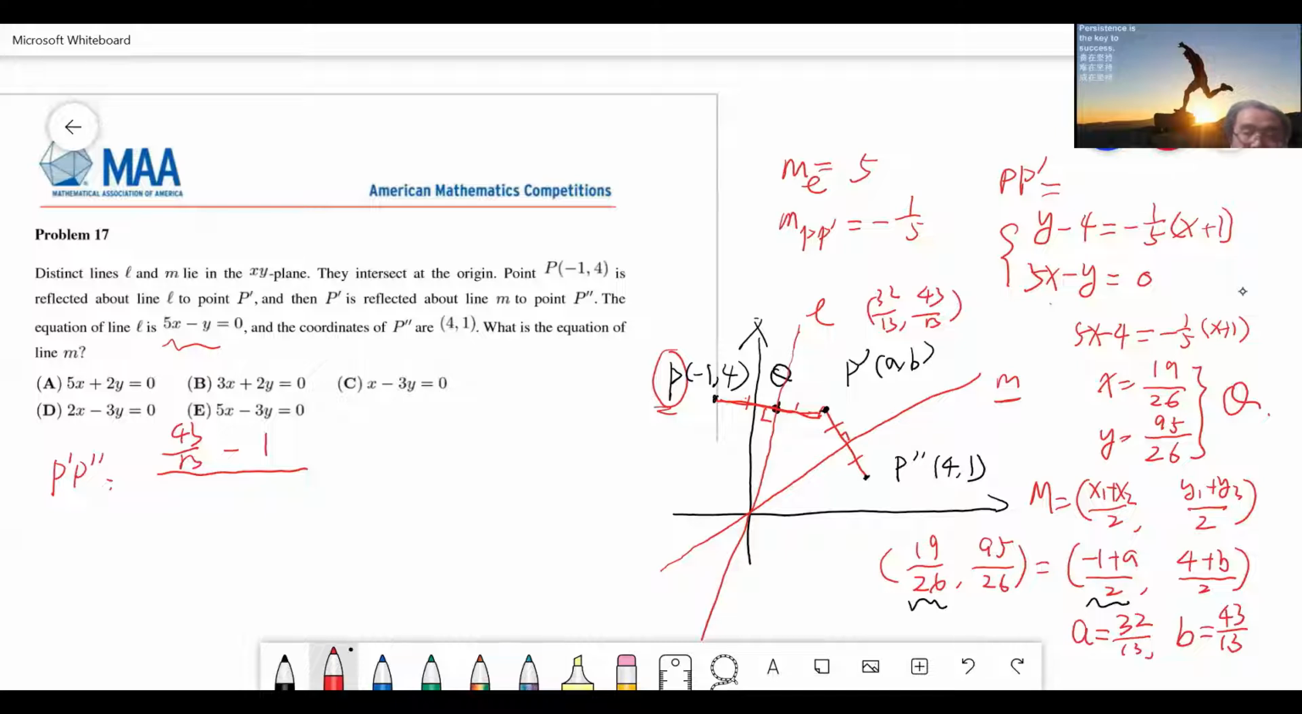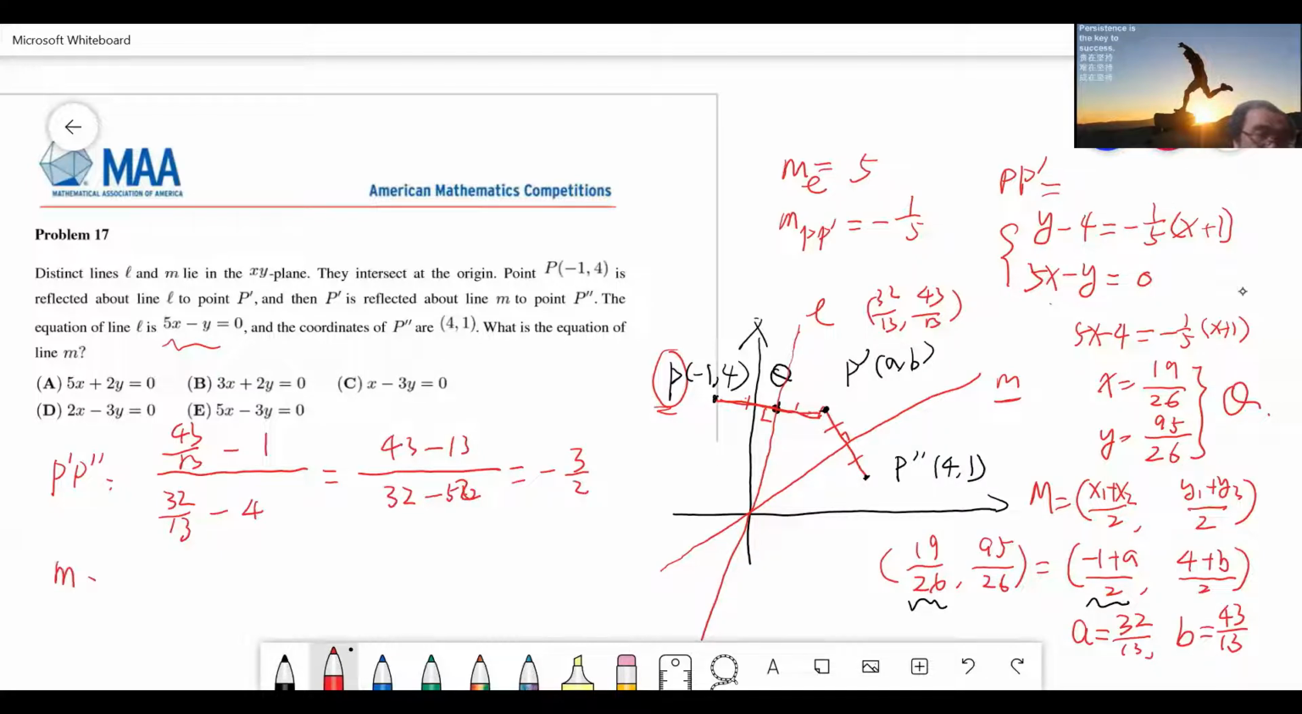What we have here is 32 over 13 minus 4, which equal to, so I multiply by 13 up and down. So the top one is going to be 43 minus 13. The bottom one is 32 minus 52. So we find this equal to 30 over negative 20, which is -3 over 2. So that's the slope of P prime, P double prime.